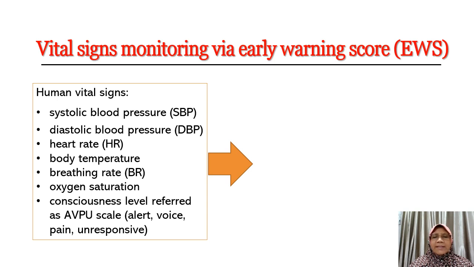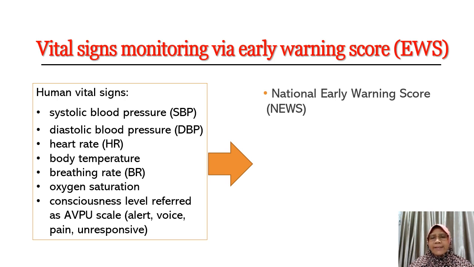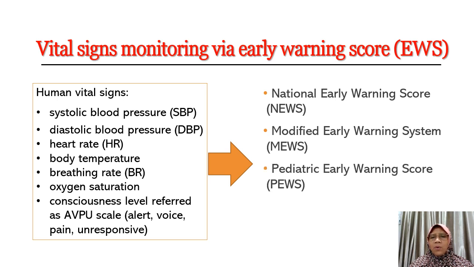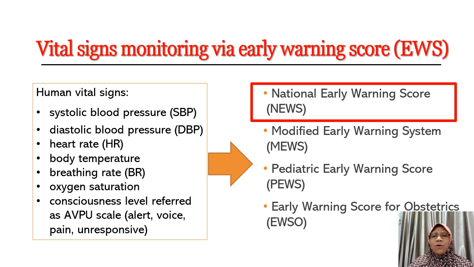These human vital signs can normally be monitored via the National Early Warning Score, or the NEWS system, or they can also be monitored via the Modified Early Warning System, the MEWS, or the Pediatric Early Warning Score, PEWS, and last but not least, the Early Warning Score for Obstetric patients, EWSO. However, in this paper, I will focus only on the National Early Warning Score, the NEWS system.